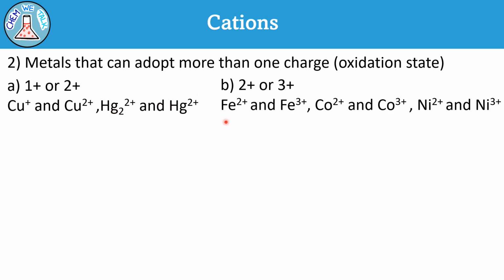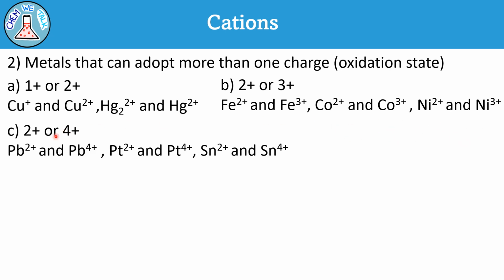We also have the group of metals that can be +2, +3, which are going to be iron, cobalt, and nickel. So iron 2, iron 3, cobalt 2, cobalt 3, nickel 2, nickel 3. And lastly, we have our group of 2+ and 4+. So we have lead that can be +2, +4, platinum, and tin.